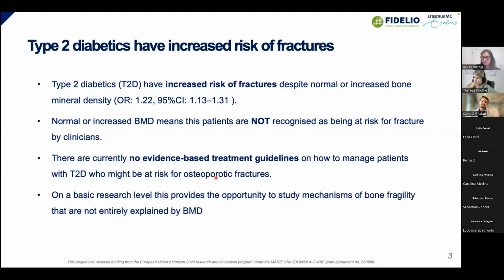And I think further, on a basic research level, it's really interesting to study, right? Because it gives us an opportunity to study mechanisms of bone fragility that are not explained by bone mineral density. So I think mechanistically, this is really interesting on a basic research level.